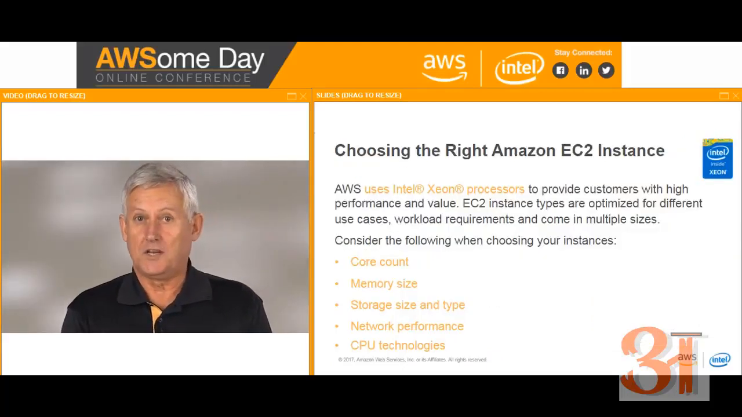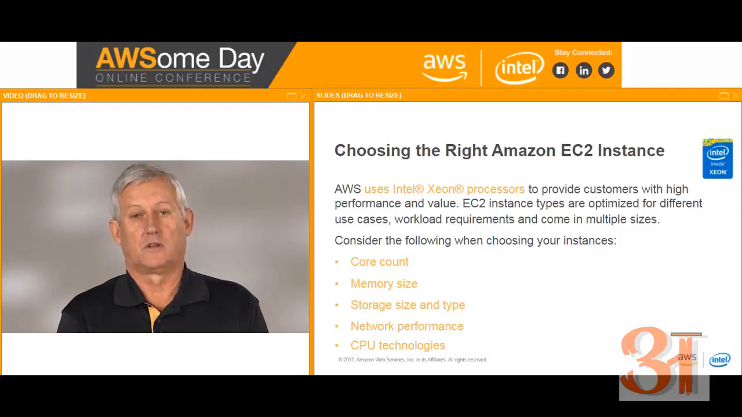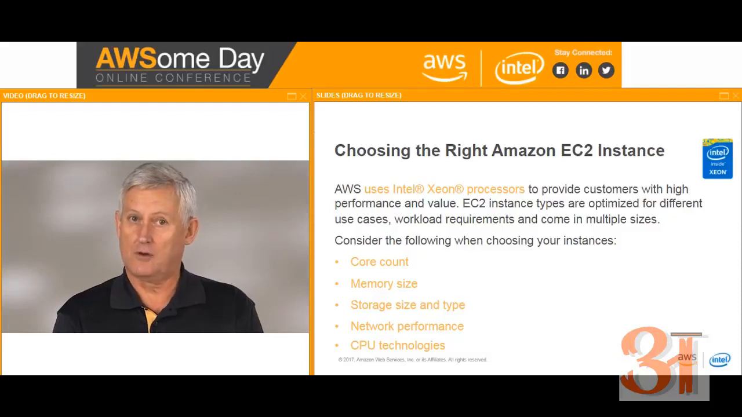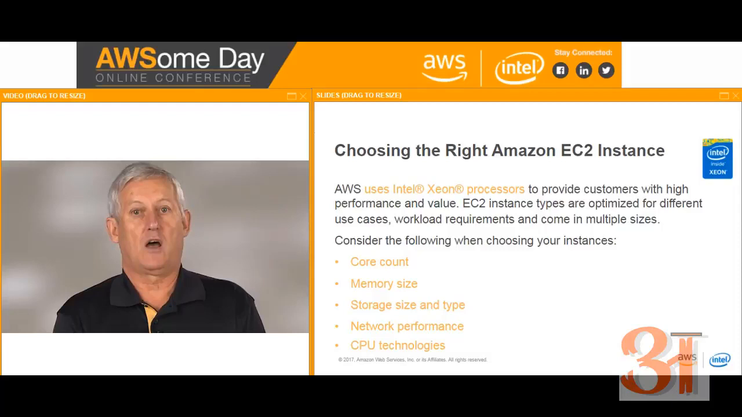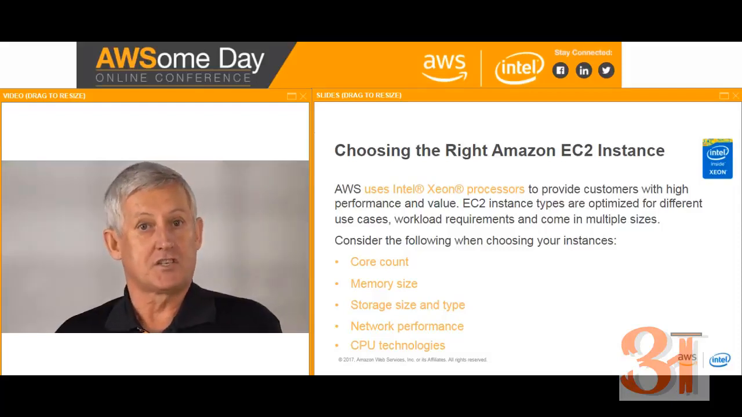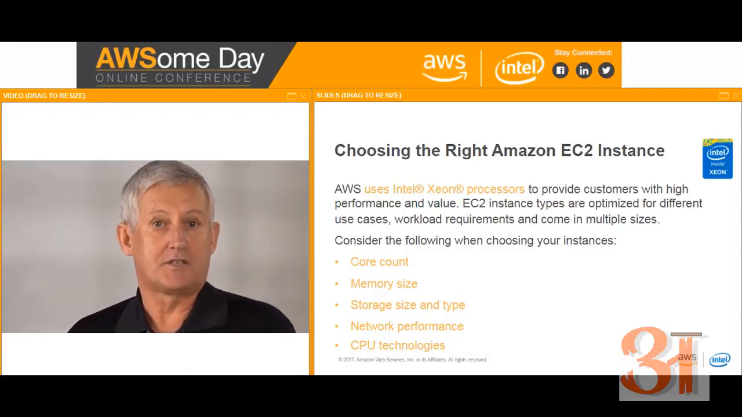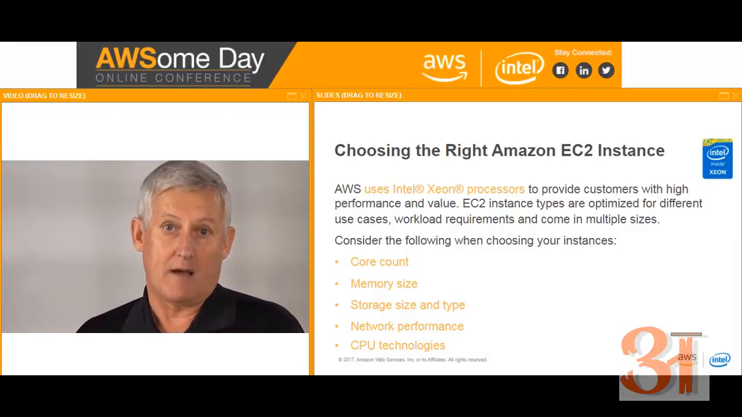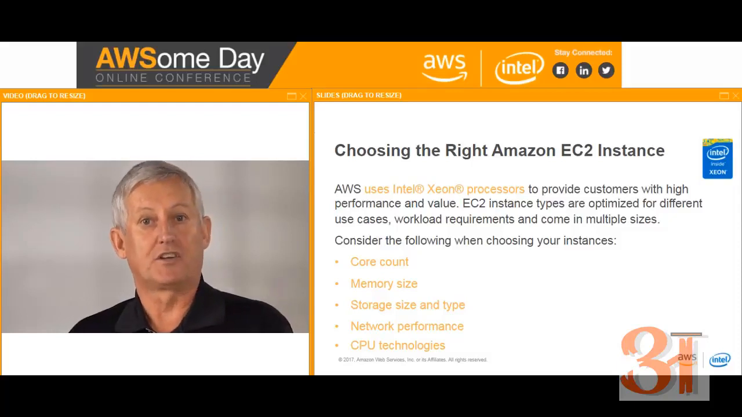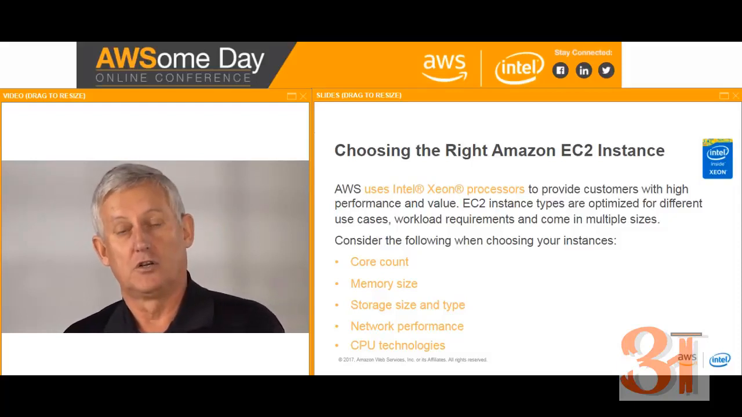Choosing the right EC2 instance type is important. We have a wide variety of EC2 compute instance types for you to select from. These run on Intel Xeon processors, which are compatible with the broadest range of ecosystem software and offer high performance and reliability. Each instance type or family is optimized for different workloads or use cases. Within each type or family, we have multiple sizes, for example, large, extra large, 2XL, etc.